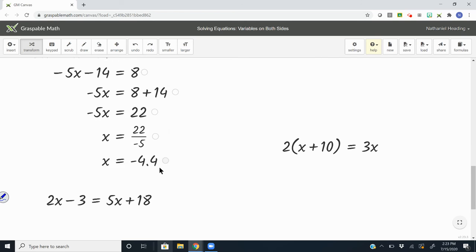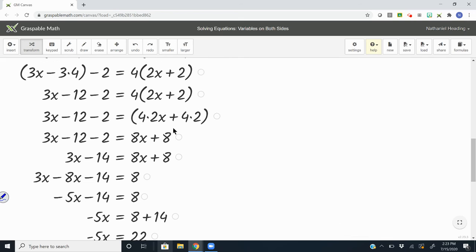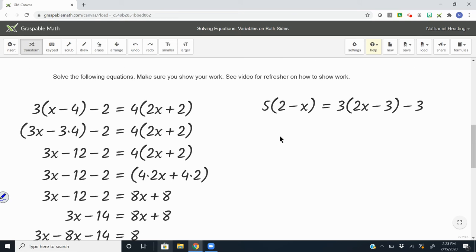Let's try another one. So I think I showed it all. There's all my steps. So it's written out a lot. Now, normally if we're doing this by hand, you don't have to fill all of this in, okay? This is a lot of extra stuff that we don't need to worry about.